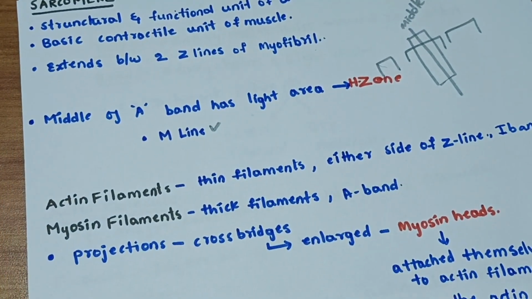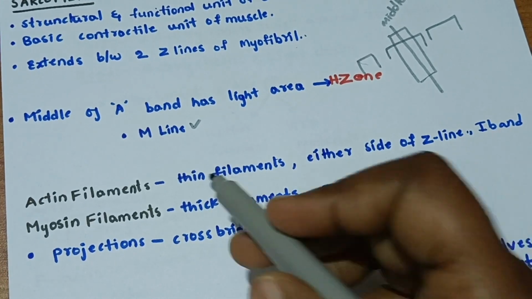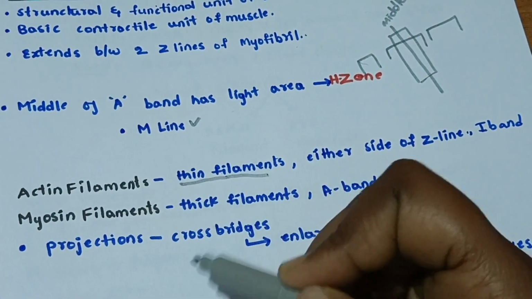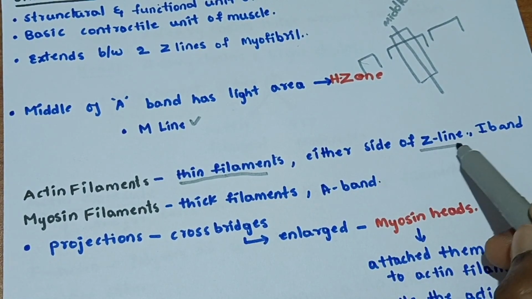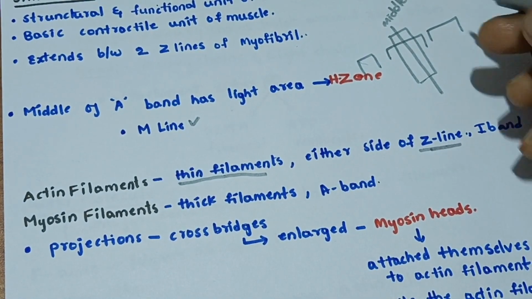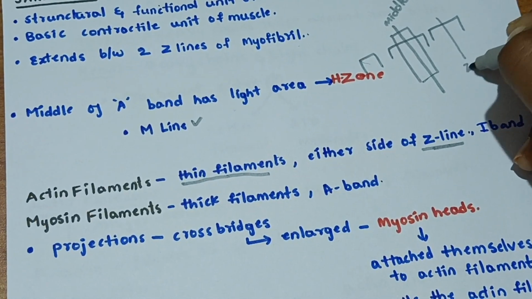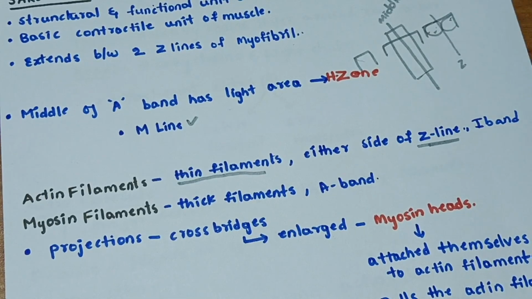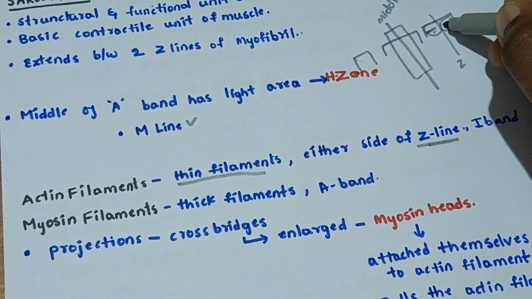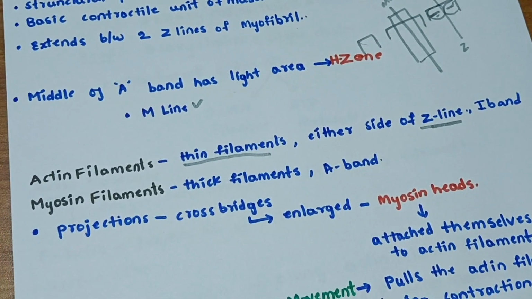Now let's see the actin and the myosin filaments. Actin filament is a thin filament, and it is present on either side of the Z line. This is the actin filament. It is also known as the I band, as I said.